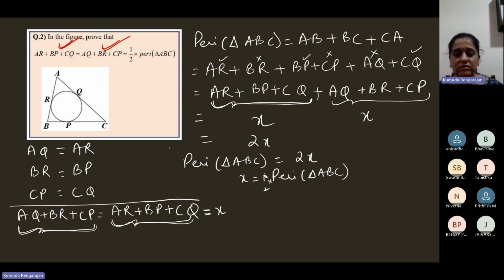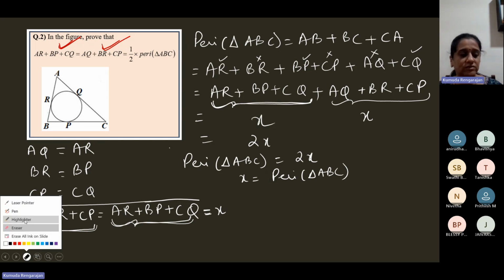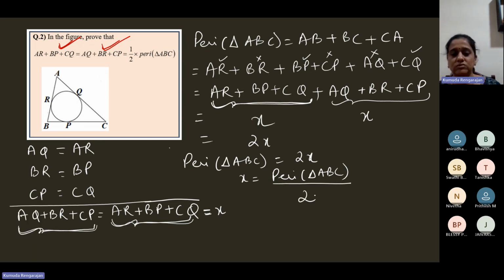Multiplying by half. So let me write divided by 2 first. Divided by 2. So this is nothing but X is equal to half of the perimeter of triangle ABC.